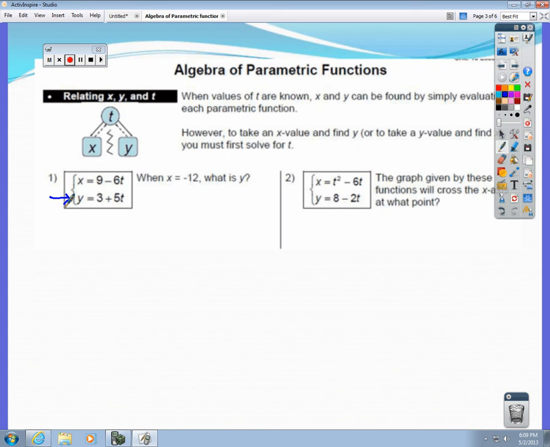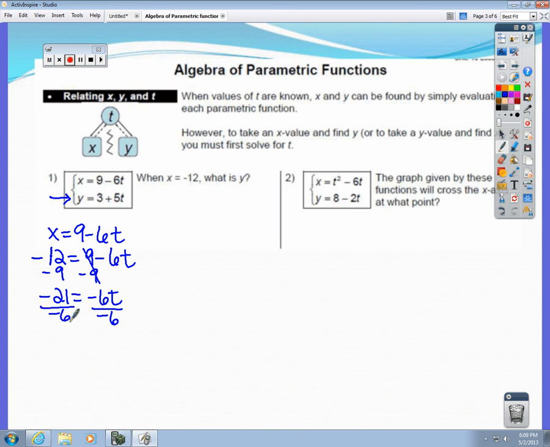These problems are two-step problems. But I am going to substitute the number in for the x. So instead of x equals 9 minus 6t, I'm going to say negative 12 equals 9 minus 6t. Now, solve for t. You're going to have to find the t value before you can figure out what y equals. So let's subtract 9 from both sides. So negative 21 equals negative 6t. To get the t by itself, I divide by negative 6. And negative 21 divided by negative 6 is 3.5.